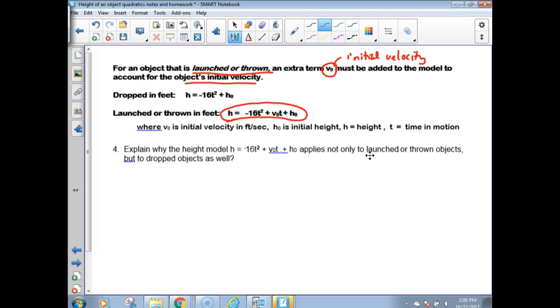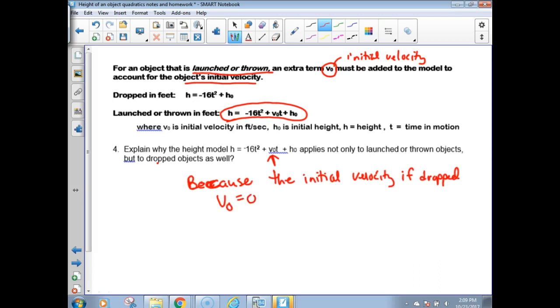Now, explain why this does not apply to only launched or thrown objects, but to dropped objects as well. What if you drop something? Okay, what is the initial velocity if you drop it? 0, because if dropped, v sub 0 is equal to 0.